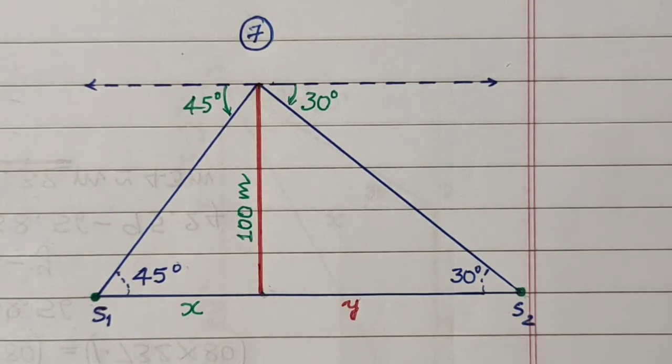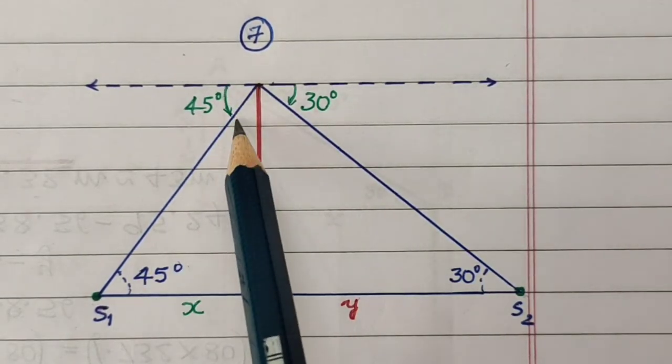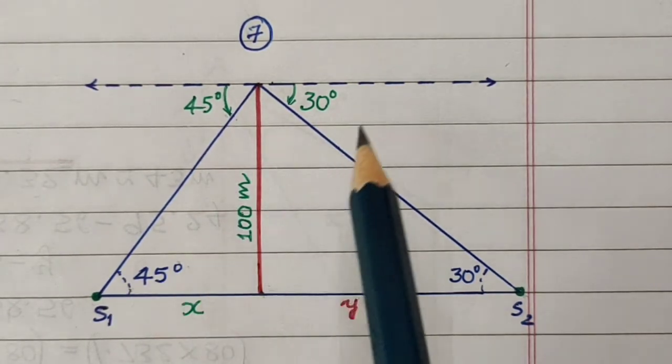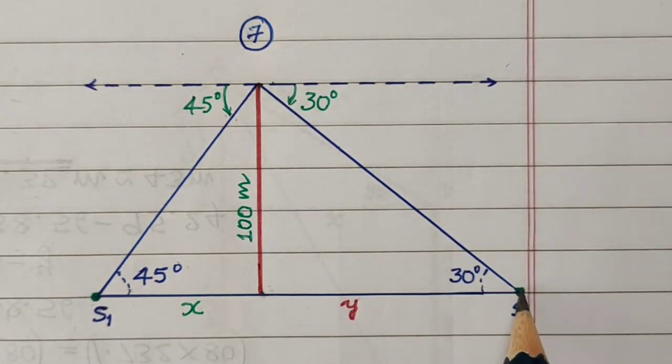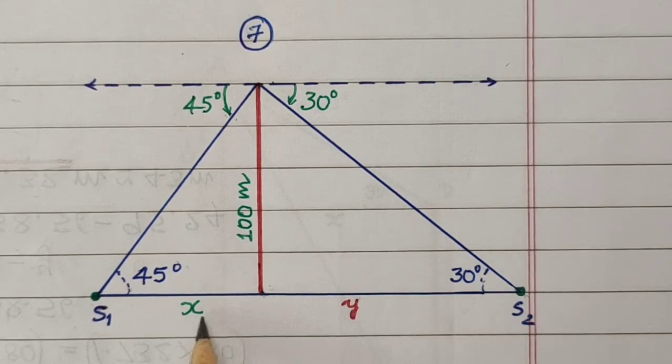The angle of depression from the top of the lighthouse is 45 degrees for the first ship. Here is 45. This angle and this angle are equal, so we are taking this as 45 degrees. The angle of depression for the second ship is 30 degrees, on the opposite side of the first ship. So this angle is equal to this angle. Using these two right angle triangles, we can find the values of x and y. When we add these two, we get the distance between ship 1 and ship 2.